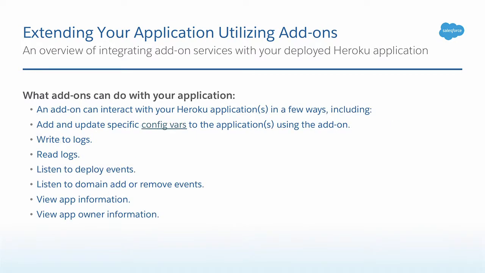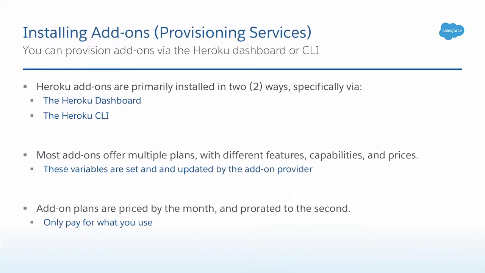There are also actions that add-ons can take on behalf of your application. An add-on can interact with the Heroku application in a few ways, including adding and updating config vars to the application using the add-on. It can write to logs, and it can also read logs, as well as listen to deploy events and domain add or remove events. Finally, it can view app information and the app owner information. So sometimes you'll get marketing campaigns or drip campaigns from add-on providers as you provision their add-on, because they can actually get your information from the application API.